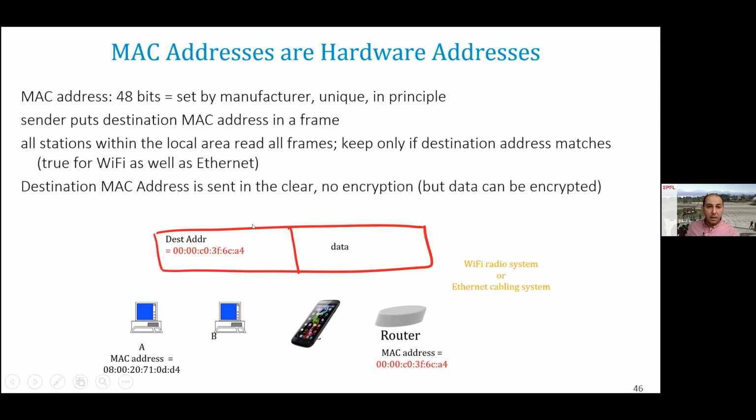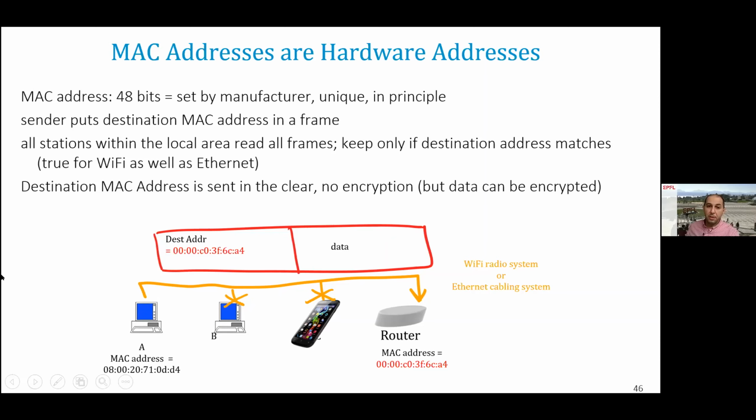And here, why do we need the MAC address? Because let us consider this example. In this example, this machine A is sending data to the router. It's a shared medium, it's Wi-Fi. All these machines are able to hear the frame, but they will keep the frame only if the destination MAC address corresponds to their MAC address.